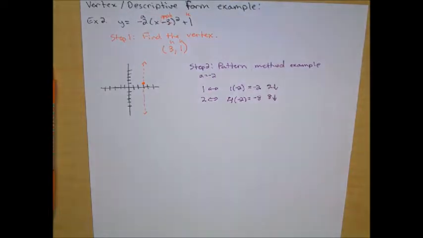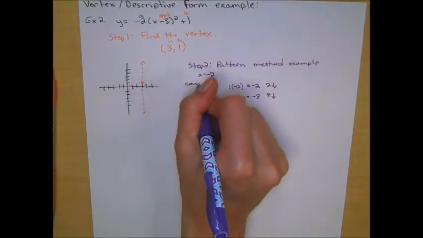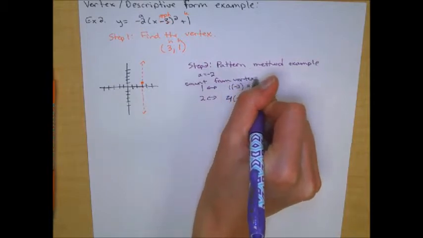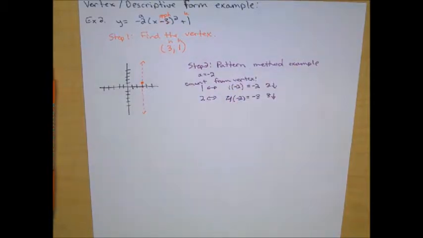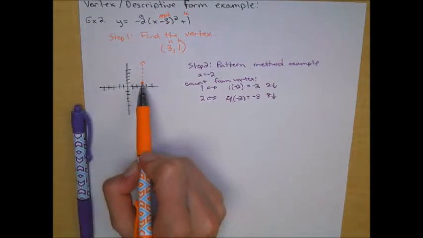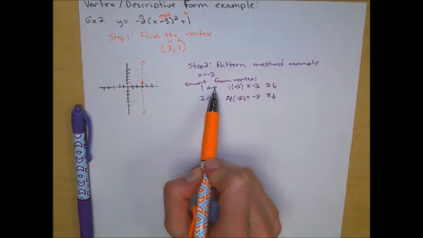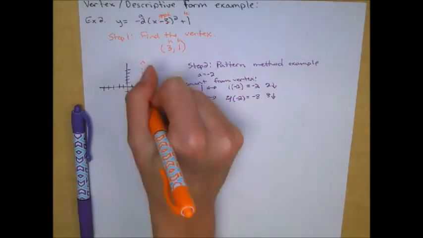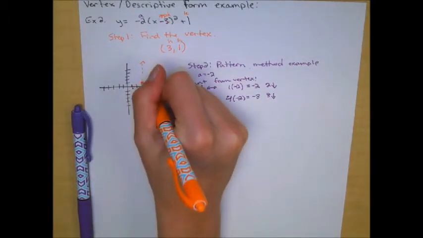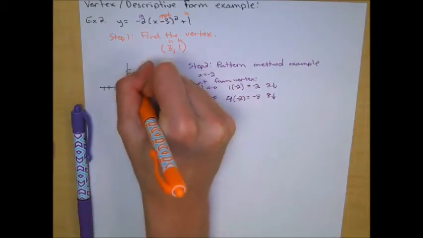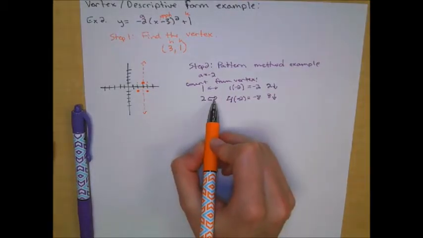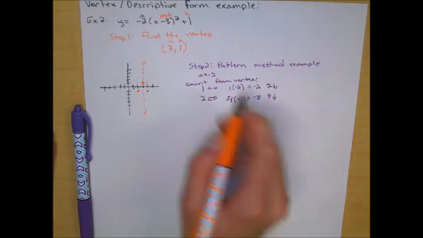And this is how we're going to count from the vertex. From the vertex, we're going to count 1 right and left. So I'm going to start to the right and then 2 down. 1 right, 2 down. 1 left, 2 down. Then I'm going to go 2 to the right from the vertex and 8 down.